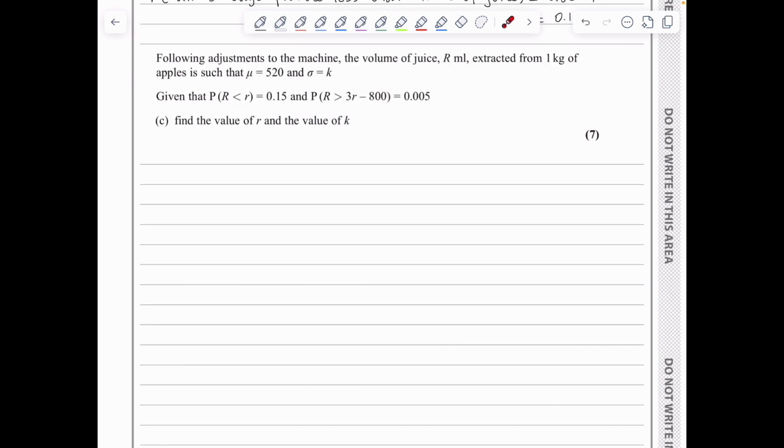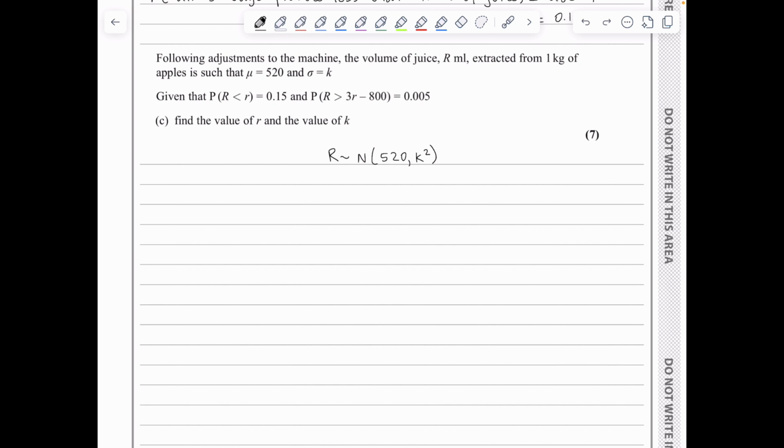Now, following adjustments to the machine, the volume of juice capital R extracted follows a normal distribution with mean 520 and standard deviation K. Additionally, we've got that the probability of R being less than small r is 0.15, and the probability of R being greater than 3r minus 800 is 0.005. And we need to determine the value of r and the value of K. So we now have R following normal 520, K squared.